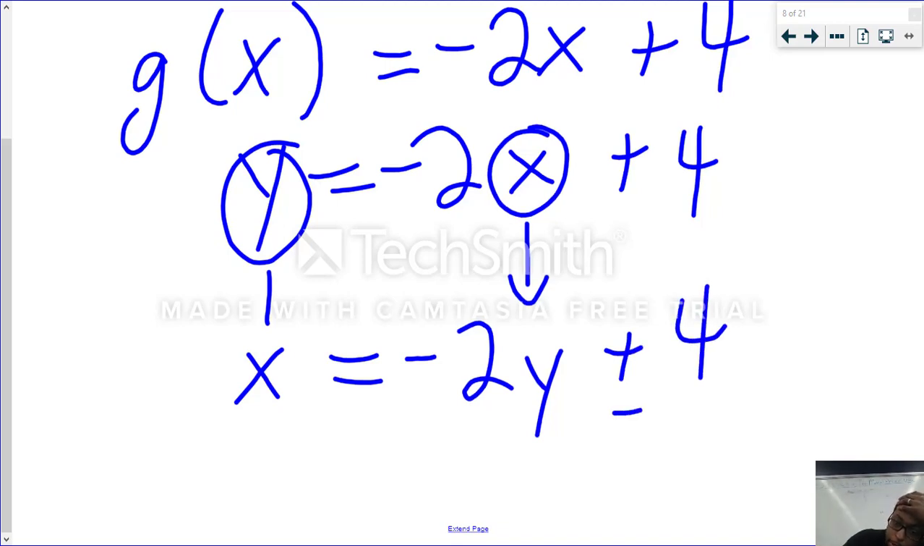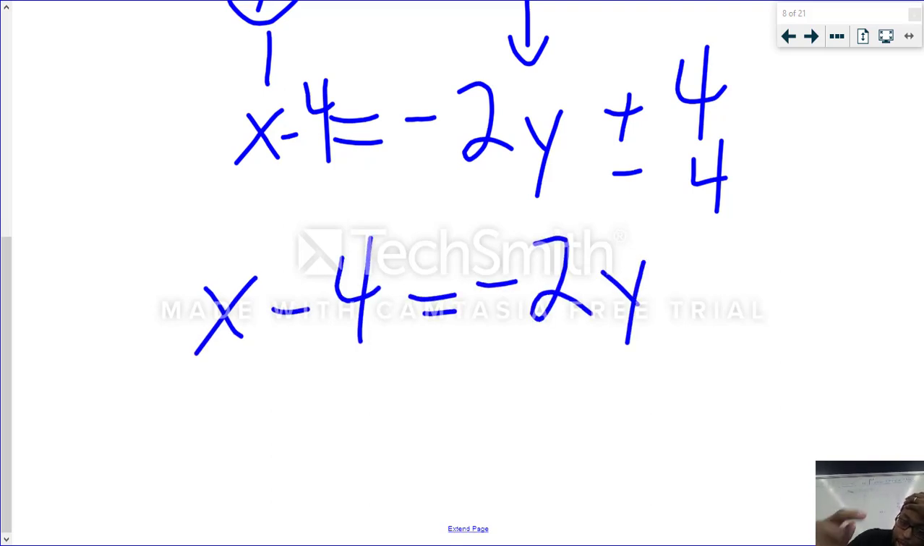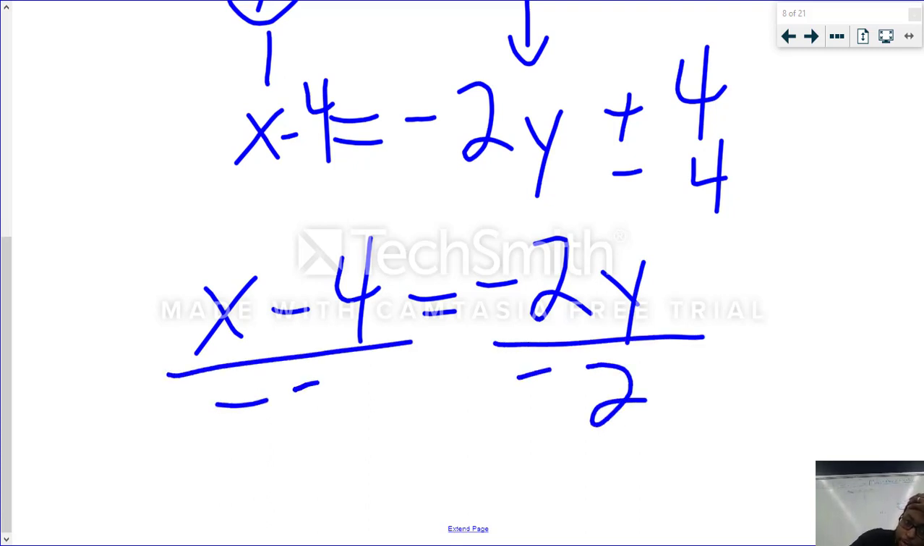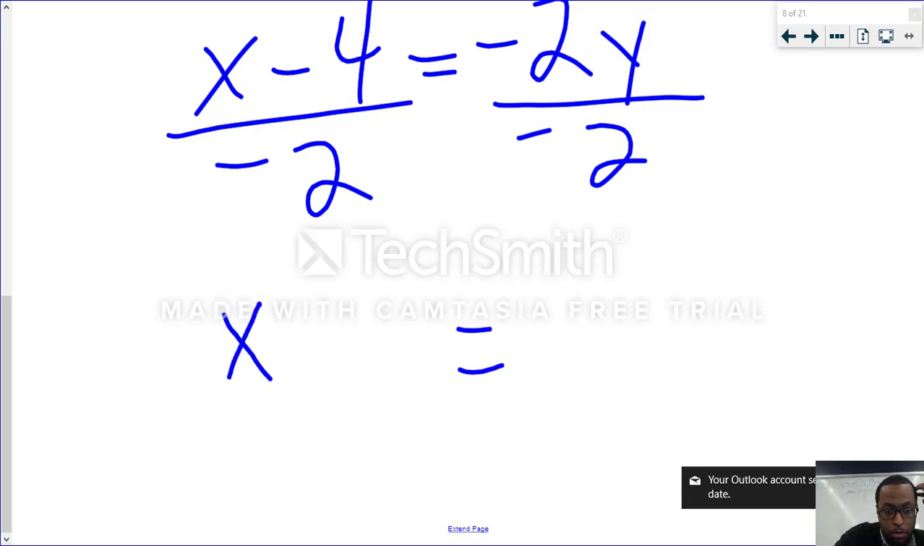So my first step is to move the 4. I'm going to minus 4 here. I now have x minus 4 equals negative 2y. Again, I want the y by itself. I'm going to divide by negative 2. I'm going to do the same on this side. I'm going to divide by negative 2. And I have my answer. Okay.